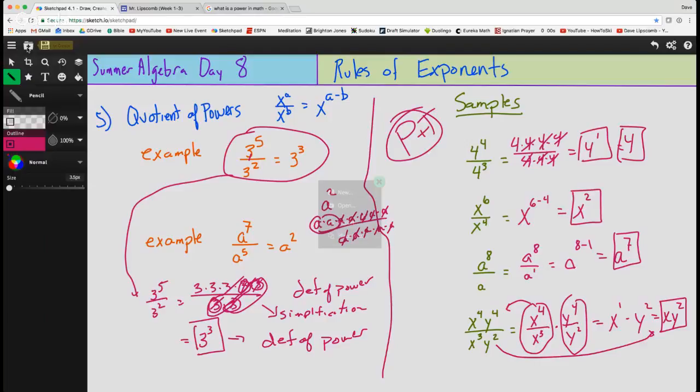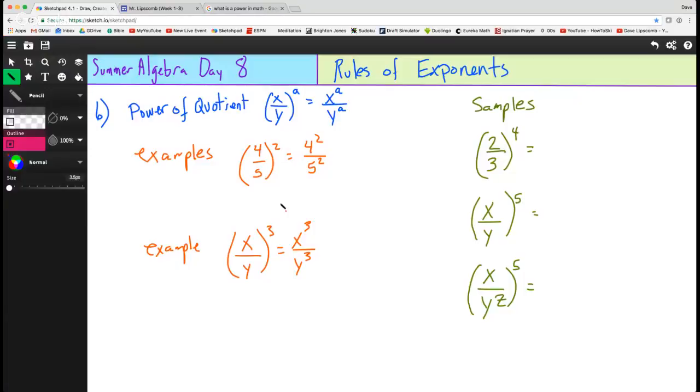Okay, let's move along. The power of quotients. Just like if we have x times y to the a equals x to the a times y to the a, we have this rule that says, well, if we divide, we can do the same thing. We just take our a and put it here, and take our a and put it here. So we get x to the a over y to the a.